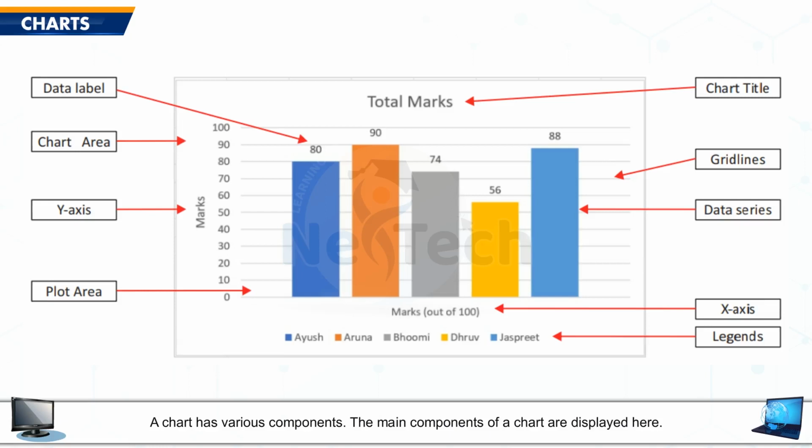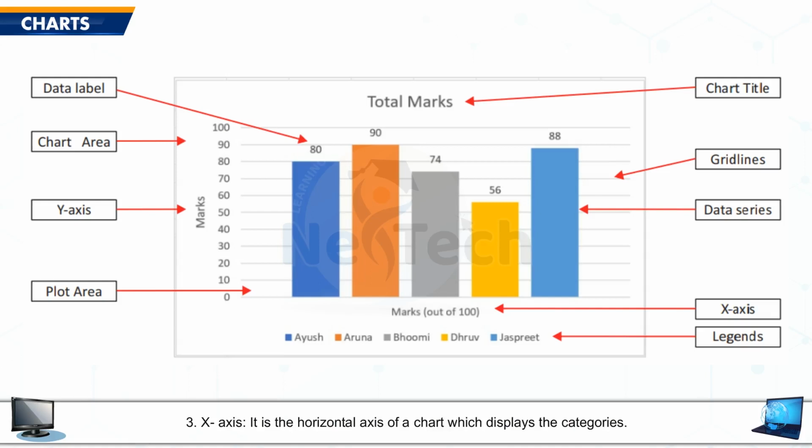Components of a chart. A chart has various components. The main components of a chart are displayed here. Let us learn about them one by one. Chart title. This chart component defines what information or content is being represented through a chart. It is usually placed at the top of the chart. Chart area. It is the area within a chart that contains all chart objects and elements.